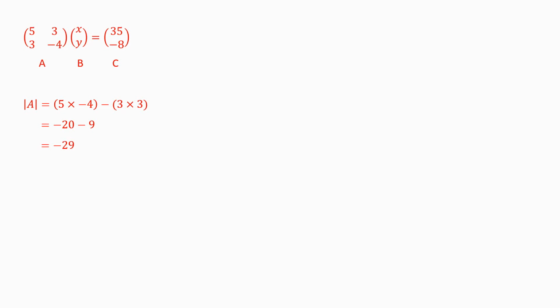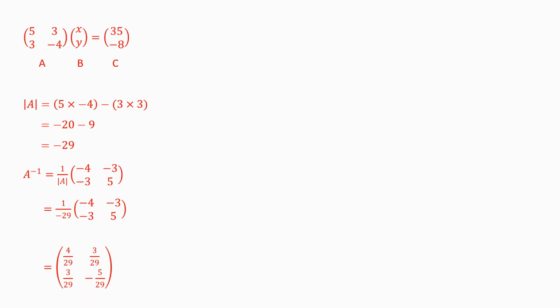So to find the reciprocal is 1 over the determinant, then we interchange A and D, then we introduce negatives to B and C. So the reciprocal of A will be 1 over the determinant of A times A becomes D, which is negative 4, negative 3, and 5. So we have 1 over negative 29 times negative 4, negative 3, 5. So that becomes negative 4 over negative 29 is 4 over 29, 3 over 29, 3 over 29, and negative 5 over 29.